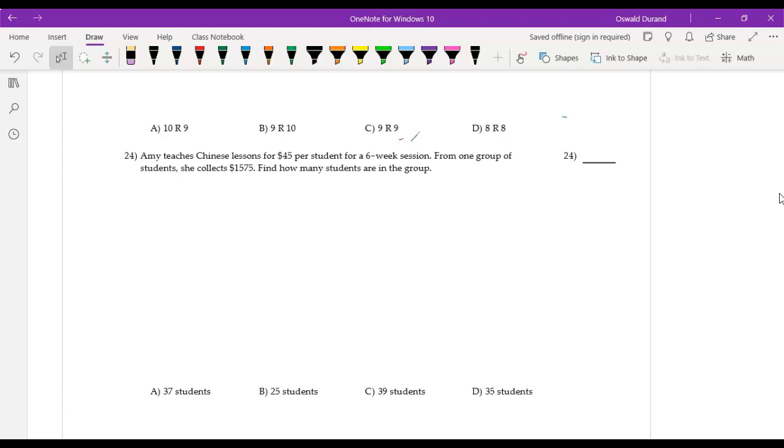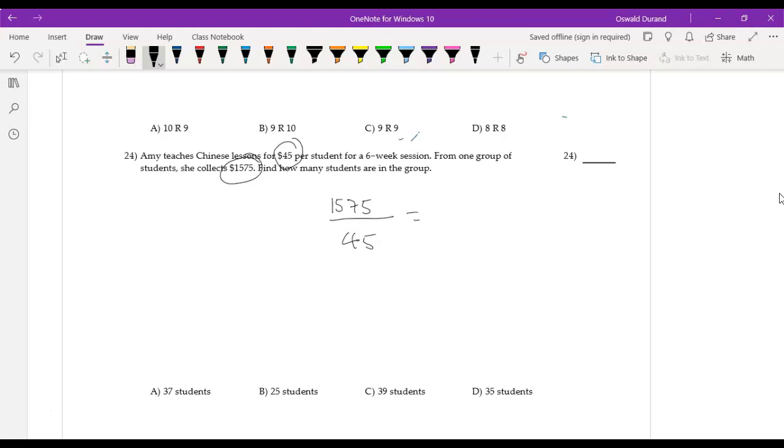All right, so Amy teaches Chinese lesson for $45 per student for a 6-week session. From one group of students, she collects $1,575. Find how many students are in the group. Okay, so what information do I have? We know that each student has to pay 45. At the end of the 6 weeks, she got 1,575. To figure out the number of students, all she has to do is the amount collected, 1,575, divided by 45, right? That's going to give you the number of students.